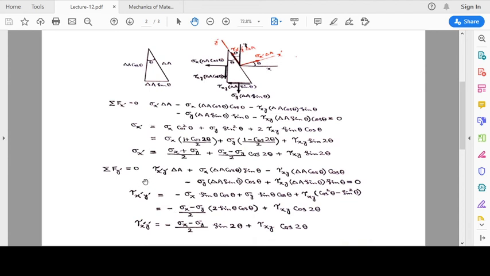We can now move all of the terms onto the other side. So we have tau x prime y prime is equal to minus sigma x into sine theta cos theta, and plus sigma y sine theta cos theta, and we have plus tau xy, and this is cos square theta. This will become plus on the other side, and this will become negative. So cos square theta minus sine square theta.